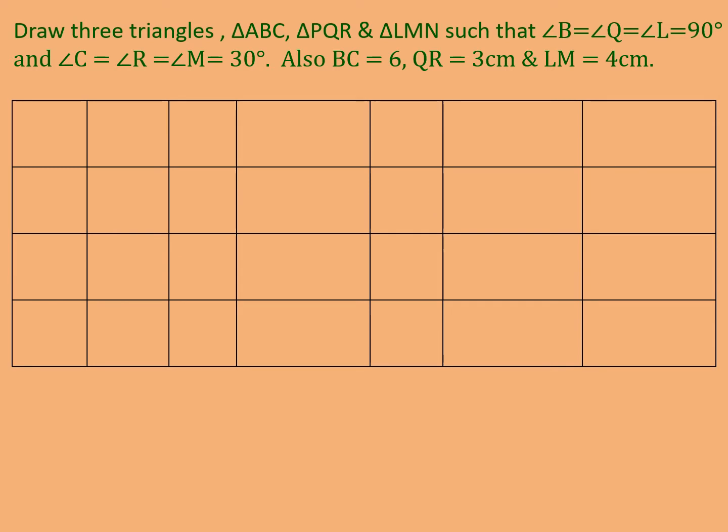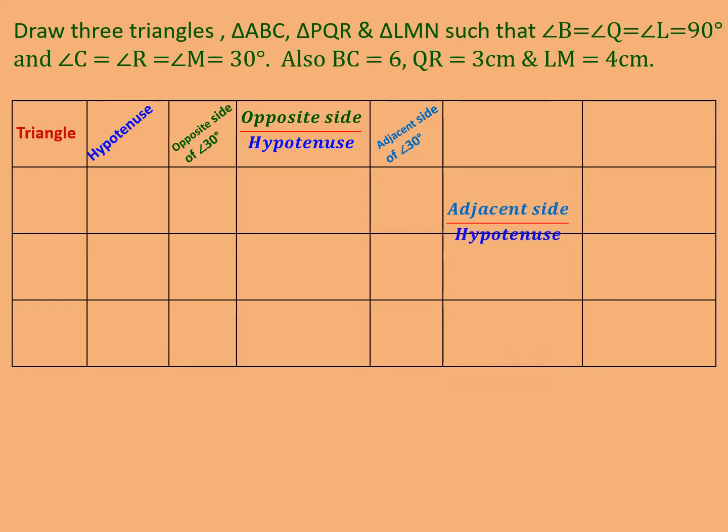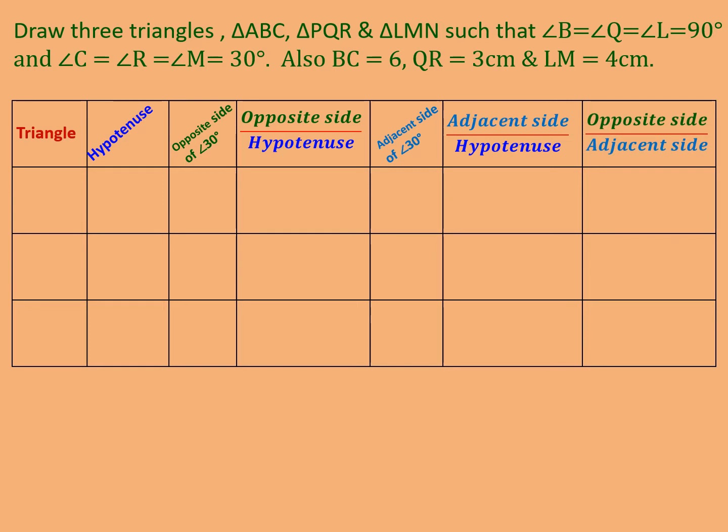Now we are forming a table in which I have taken 7 columns and 4 rows. The first column indicates triangle, then we have hypotenuse, then we have the opposite side of angle 30. We are finding the ratio of opposite side upon hypotenuse for the 30 degree angle. Then we are finding the adjacent side of 30 degrees, then adjacent side upon hypotenuse, and at the end opposite side upon adjacent side. All these things we are doing for angle 30 only.